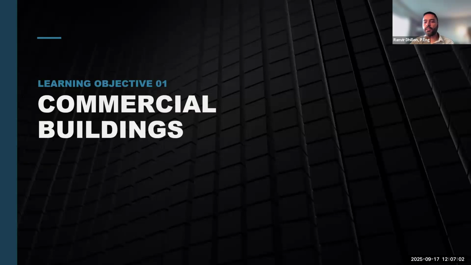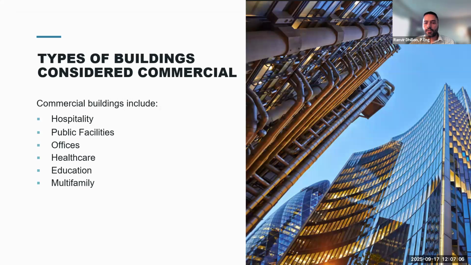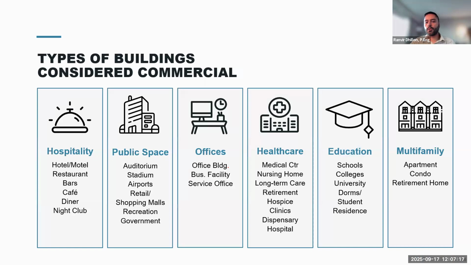So let's begin with a look at types of commercial buildings. There are many types of different commercial buildings, including hospitality, public facilities, offices, healthcare, education, and multifamily. And within those, there are numerous subsegments, some of which have similarities with others, and others that are quite unique, especially when we think about plumbing, such as hospitals.